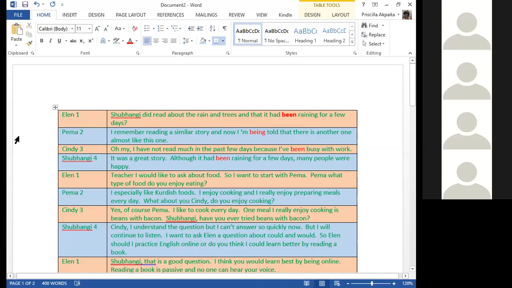Shubhangi, did you read about the rain and trees and that it had been raining for a few days? I remember reading a similar story, and now I am being told that there is another one almost like this one.